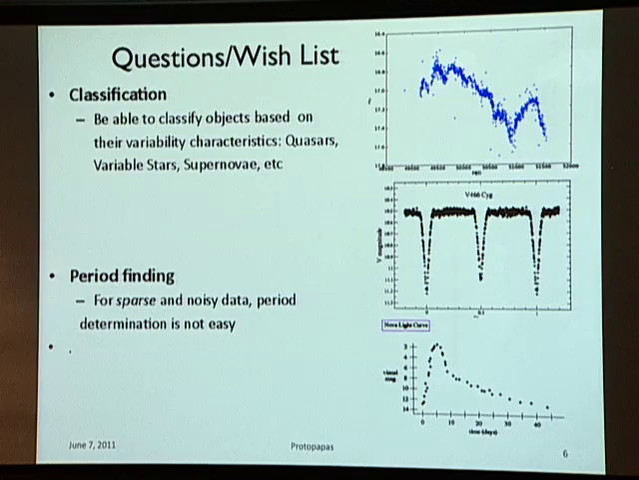So here I can show you some light curves. This is an AGN, a quasar. This is a periodic one. It's an eclipsing binary. And I think this is a supernova. So you can see the difference in the morphology of the light curve. It should be easy. It should be doable.